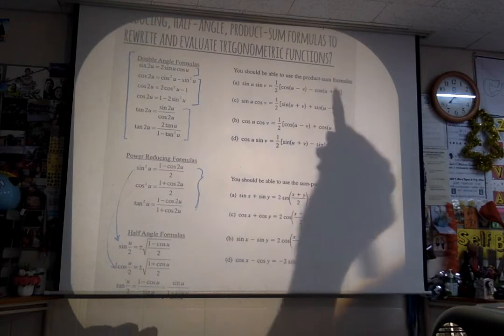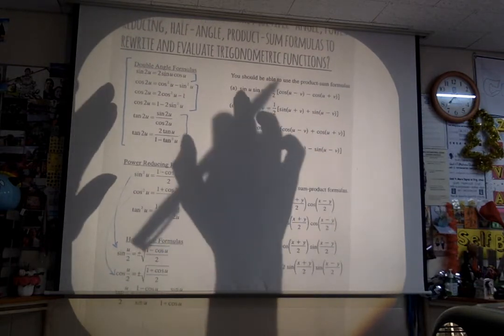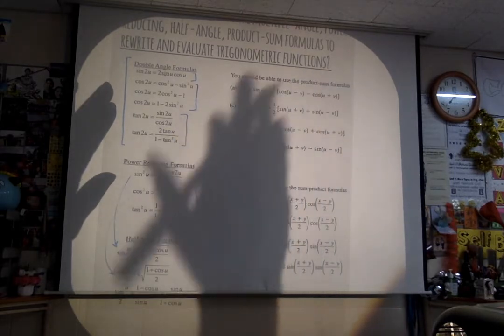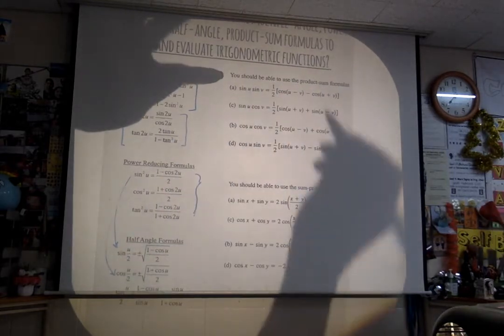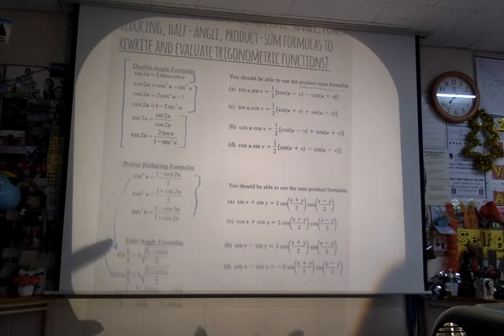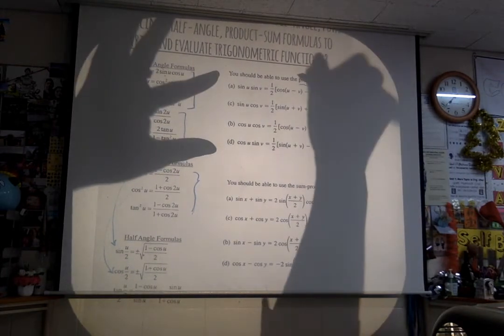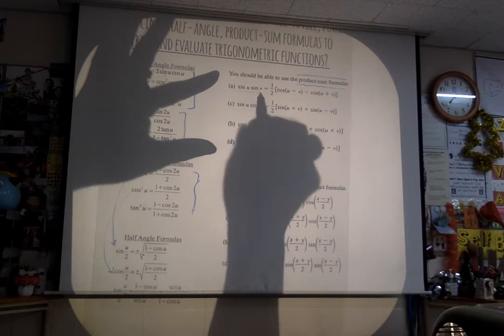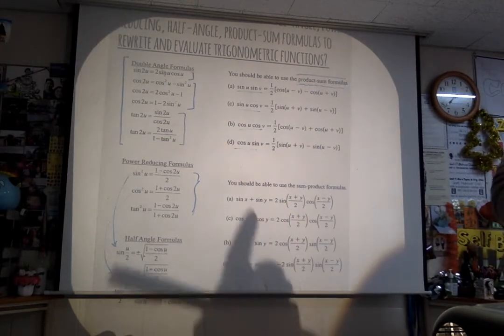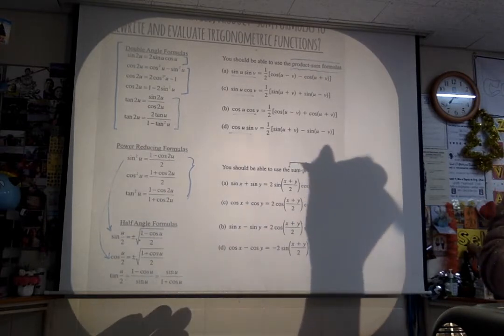Now, you should be able to use a product sum formula. So you see how if you have sine u, sine v, it's this, okay? I'm going to give you all this. This is called a product sum formula. So double angle, power reducing, half angle, product sum. You see how it goes from a product to a sum or a difference, right? Okay? And you should be able to use the sum and product formulas.